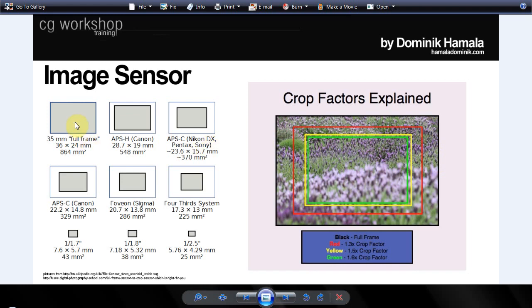On the left we have some sensor sizes: 35mm full frame, APS-H Canon, APS-C Nikon, and so on and so on.